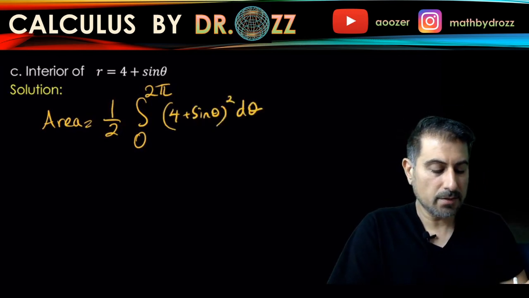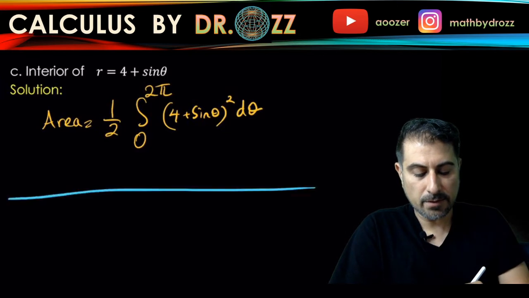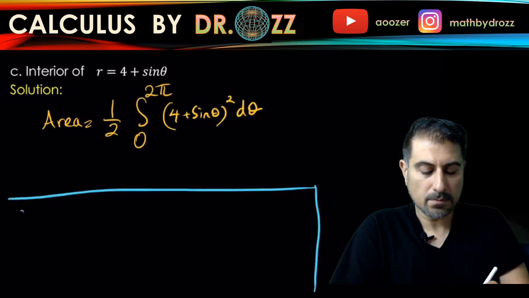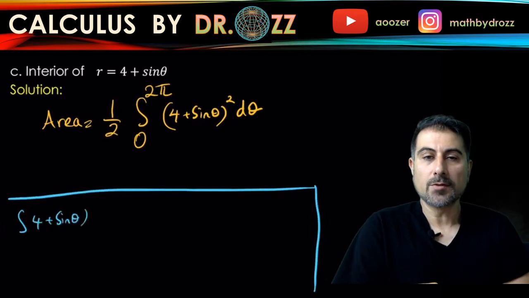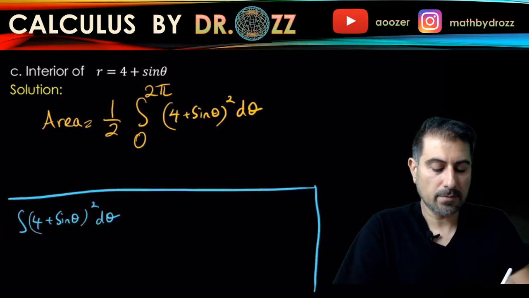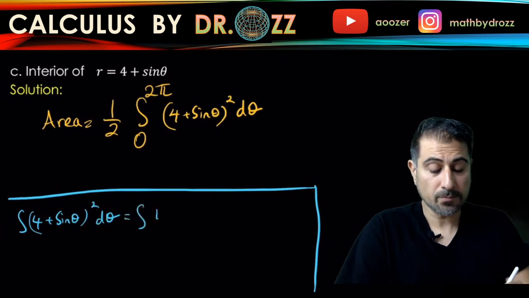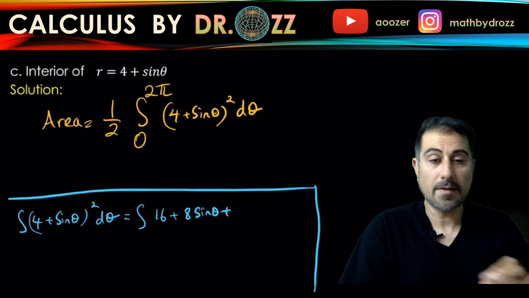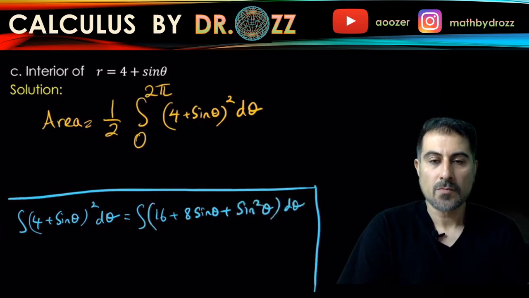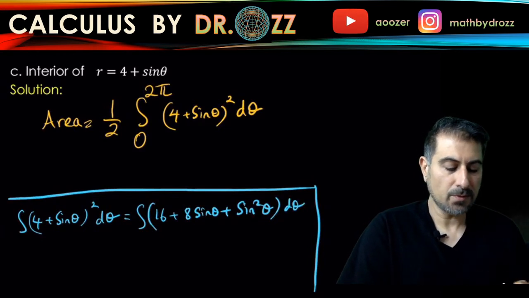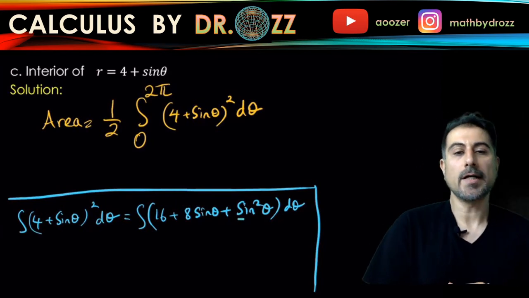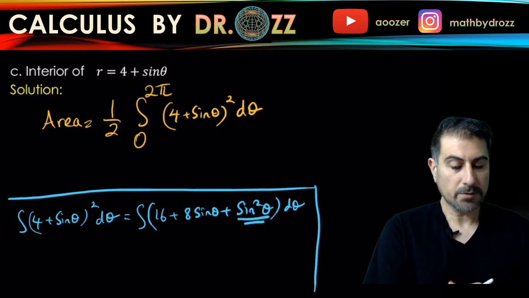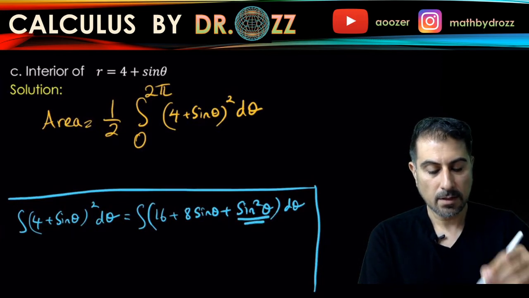Let me just integrate the indefinite version of that integral right here. To achieve that, you have to expand this whole quantity squared term. So this is sine theta, cosine, sine squared theta d theta. It's not hard to integrate 16 and 8 sine theta, but for this one, we run into another sine squared theta d theta type integral. So we're going to use the power reducing formula for that. Let's just use that.